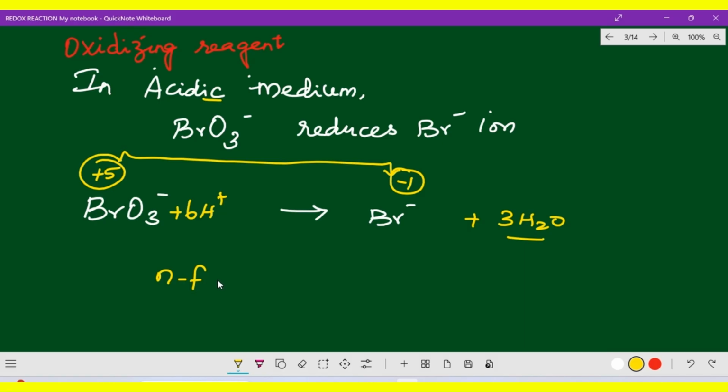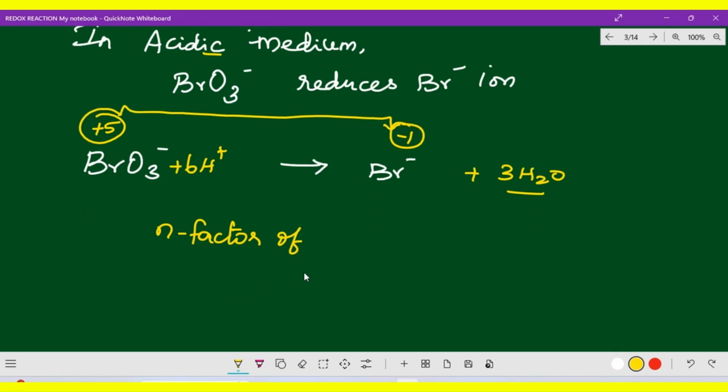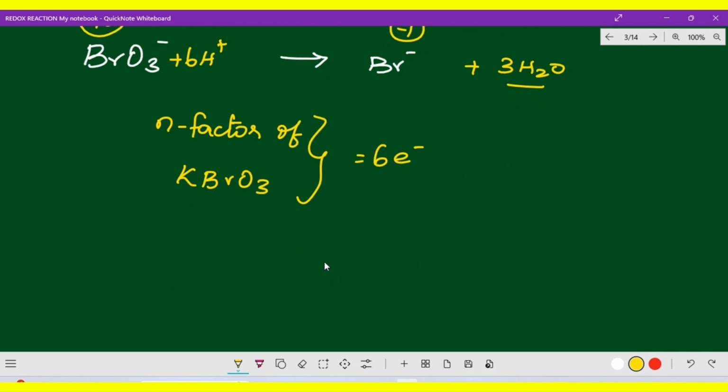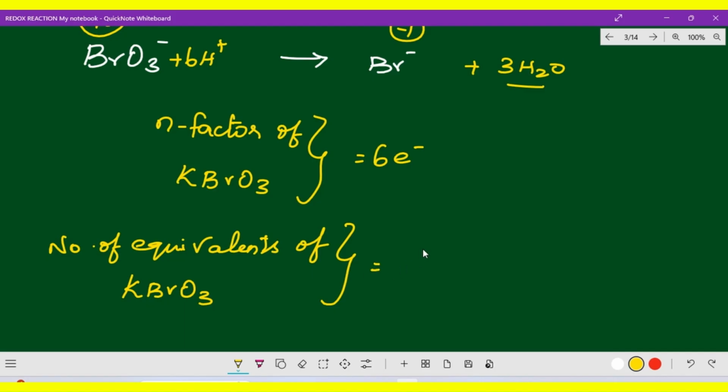Now we can bring in the n factor. The number of electrons changed is also known as the n factor. So the n factor of BrO3 minus, that is potassium bromate, KBrO3, is actually 6 electrons. Right, now we got that idea. The next point we are going to bring is the number of equivalents of potassium bromate, KBrO3.